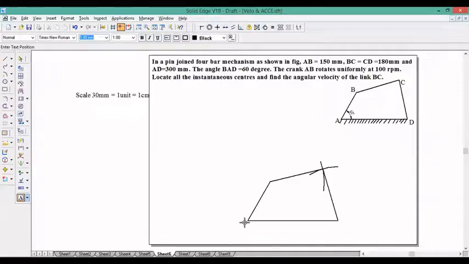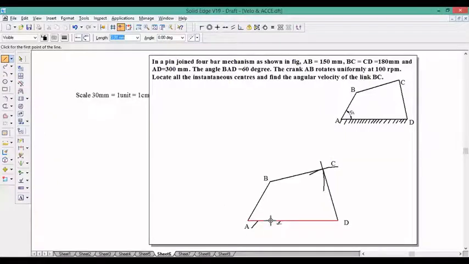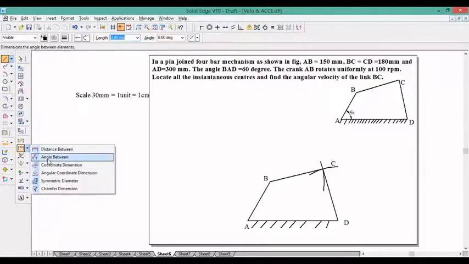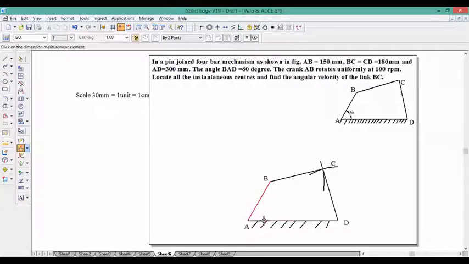So this constitutes now A, this is B, this is C and D. Among this, the link AD is fixed link, so we need to show it by a hatched line. Then the crank AB is at an angle 60 degree, so show that also, the angle between the fixed link and the crank is 60 degree. So now we've drawn the configuration diagram to a suitable scale.